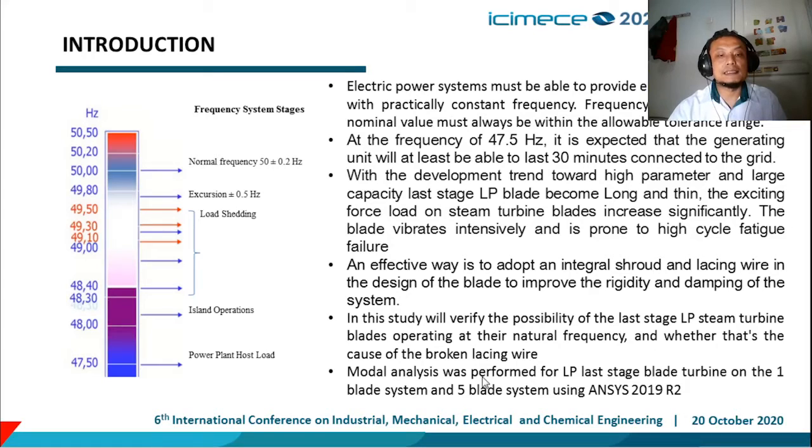In this study, we will verify the possibility of the last stage low pressure steam turbine blade operating at its natural frequency, whether this is the cause of the broken lashing wire. Modal analysis was performed for the low pressure last stage turbine blade on the 1 blade system and 5 blade system using ANSYS 2019 R2.